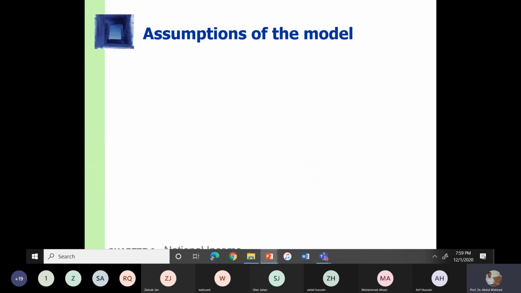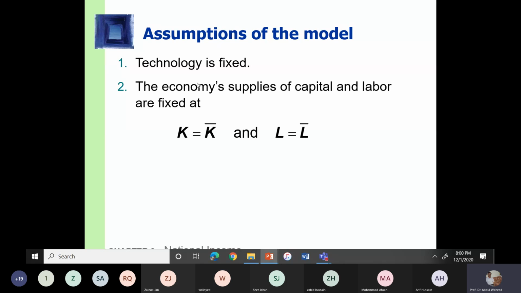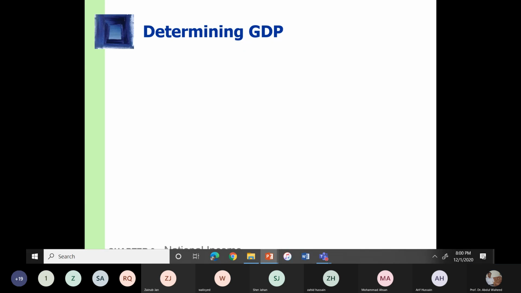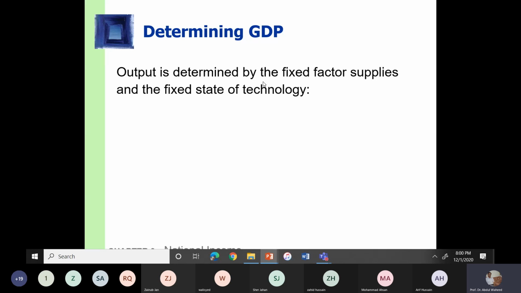Then we have the assumptions of the model. So now you know how to know whether the production function exhibits constant returns to scale, increasing returns to scale or decreasing returns to scale. Then we have assumptions of the model. We are assuming that technology is fixed, okay, and then we are also assuming that the economy's supply of capital and labor are fixed. So that's why we say capital is fixed, K bar, labor is fixed, L bar. Okay, so then how to determine output? So output is determined by the fixed factor supply and the fixed state of technology. So we have fixed output. This is the fixed output. Capital is fixed, labor is fixed, technology is fixed. So we have this output.